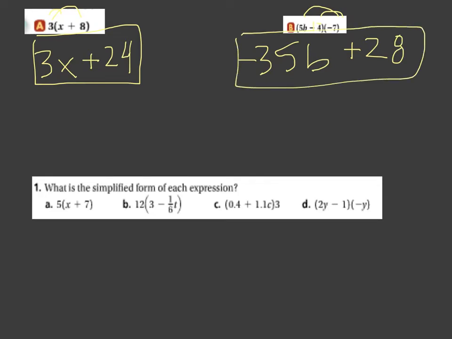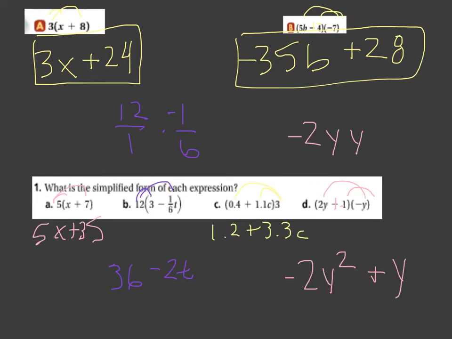Right now you should pause the video and try these next 4 by yourself. So here are the answers to these problems. The first one, I distribute the 5 and I got 5x plus 35. The second one, even though you have a fraction here, you can still multiply. Above, I showed my work of how you would multiply with a fraction. So that final answer becomes 36 minus 2t. Because once I multiply across, this becomes a negative 12, and this becomes a positive 6, which gives me the negative t. And I wrote it with subtraction.